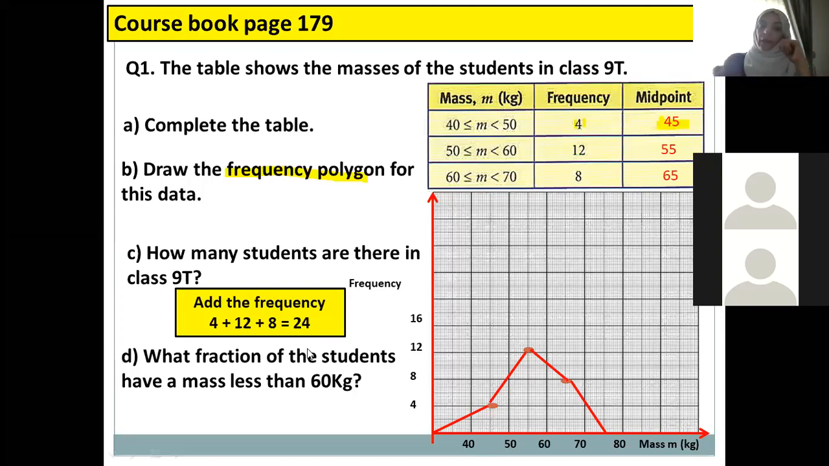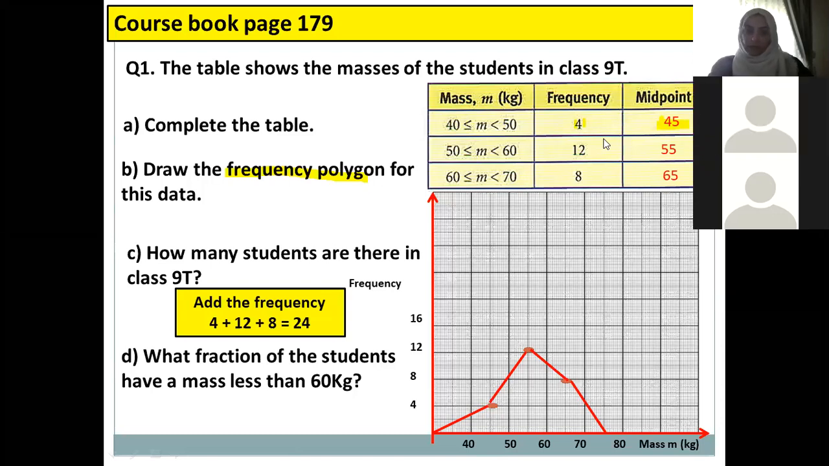Okay, what fraction of the students have mass less than 60 kilograms? Who wants to help? They are asking about fractions, so I want a fraction. What fraction is less than 60 kilograms? Less than 60, so that is 12 and 4. Okay, out of how many in total? Come on, Akram. 16 over 24.